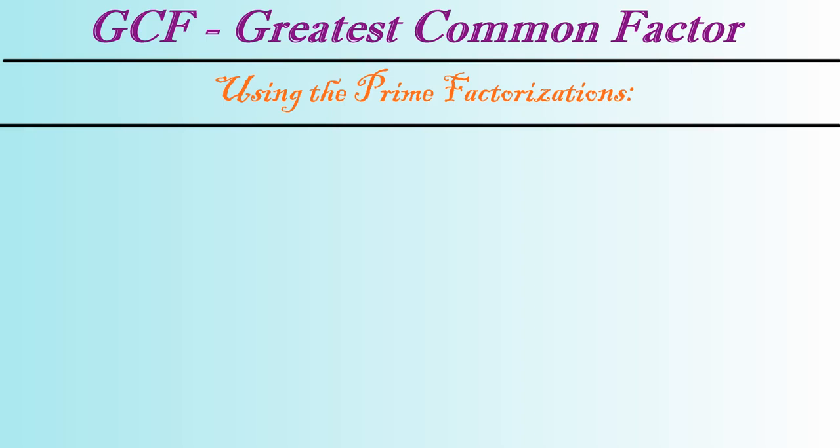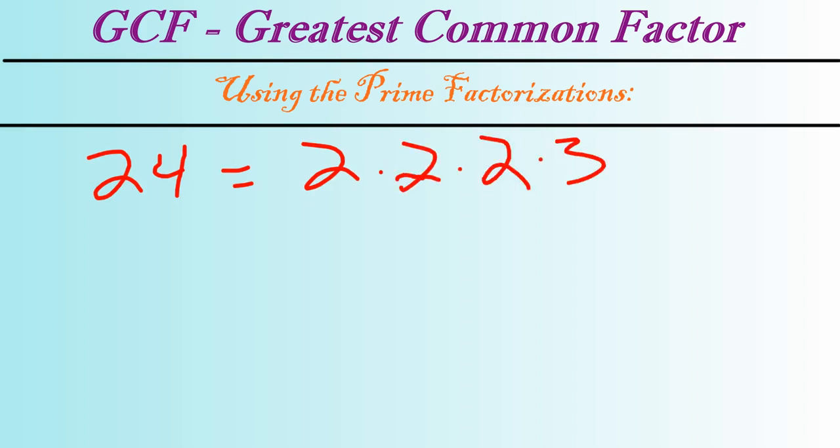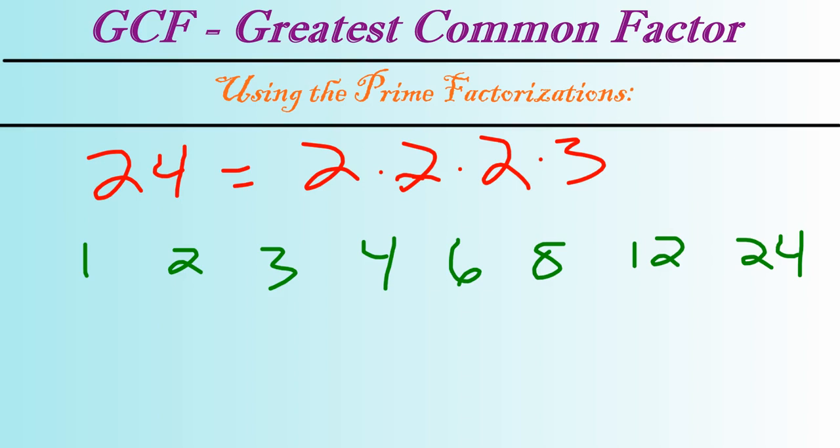Let's take a look at the number 24. Our prime factorization was 2 times 2 times 2 times 3. And I wrote that out like that intentionally, not with the exponents, because we need to see all 3 2's. And all the factors of 24 are 1, 2, 3, 4, 6, 8, 12, and 24. And what I want you to notice about the prime factorization and these factors is that every single factor of 24 is actually a piece of the prime factorization.